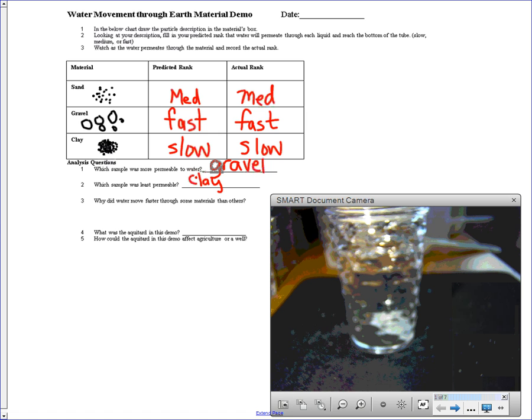Now, why did the water move faster through some materials than others? Maya. So what are you saying when you say they were packed together? The particles were? They were smaller, but the particles were closer together. Not absorbent, the particles were closer together. So it depended on the amount of space between particles.